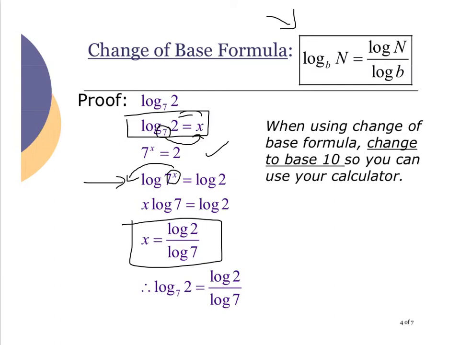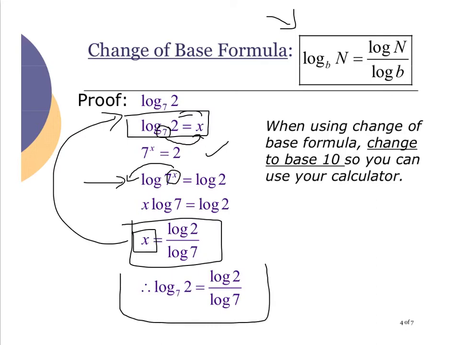So if we remember right, x is equal, like from up here, to the log base 7 of 2. So therefore, the log base 7 of 2 is equal to log 2 over log 7. And if you notice, these logs, log 2 and log 7, are in base 10, so you'd be able to use your calculator to find an actual answer.